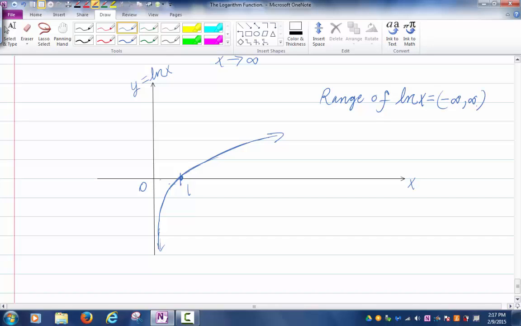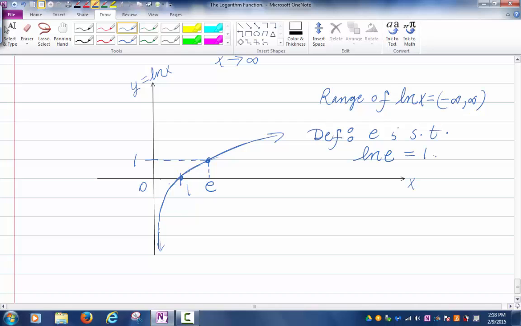So is 1 one of the range values? Okay. Then that means 1 must be coming out of some value of x, right? So there is a value of x for which log x is 1, right? We are going to call that number e. So what's the definition of e? e is such that ln e is 1.